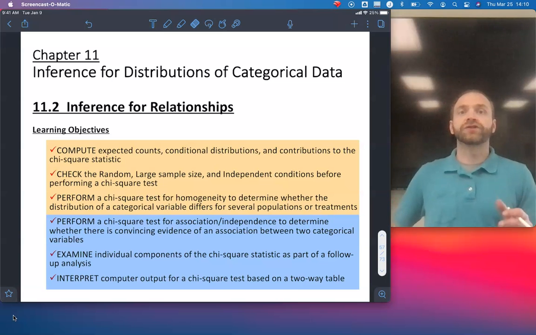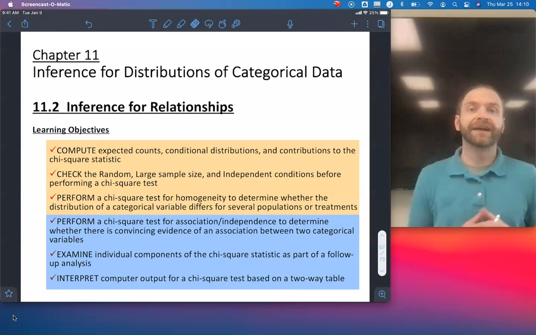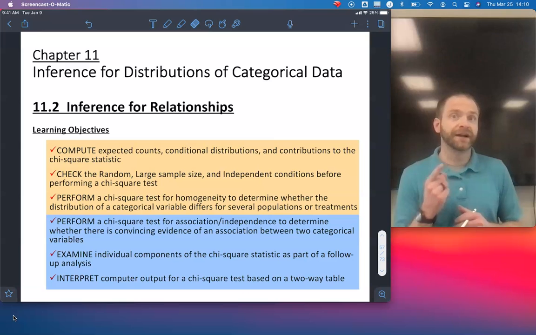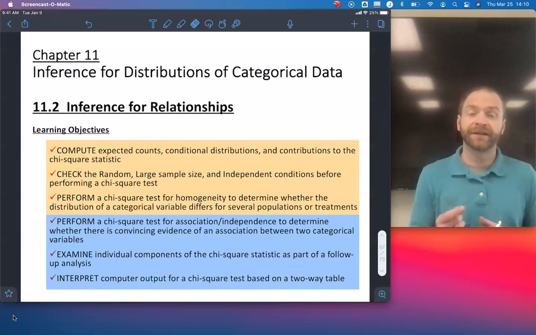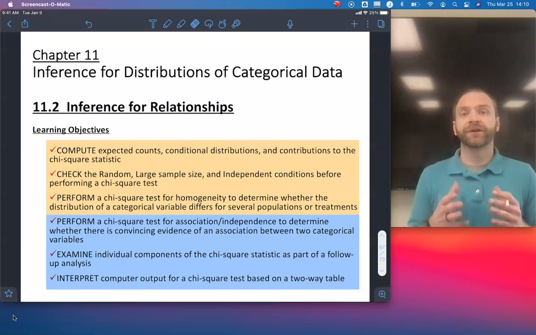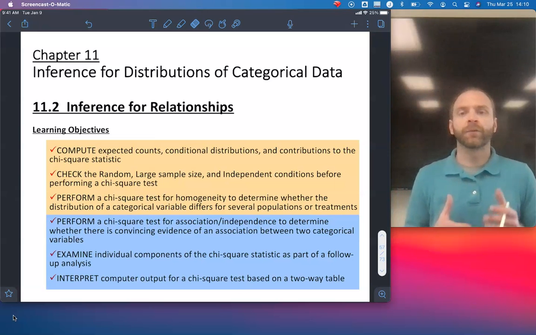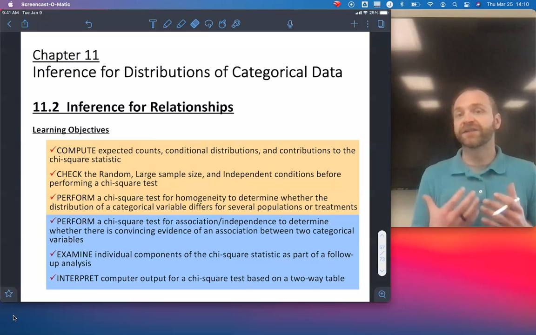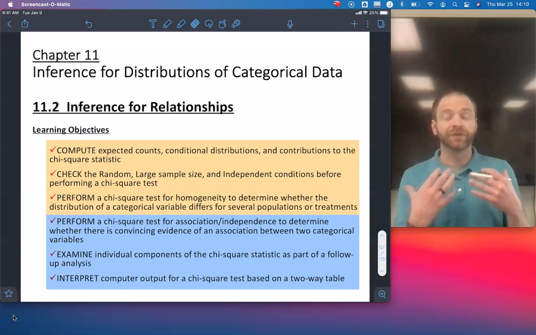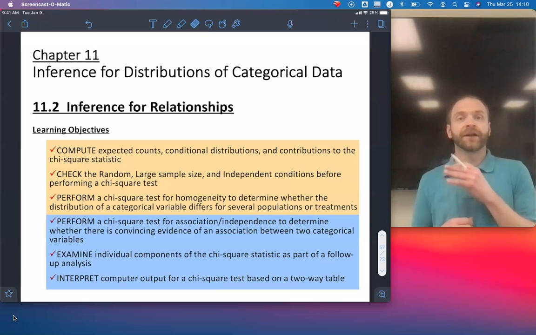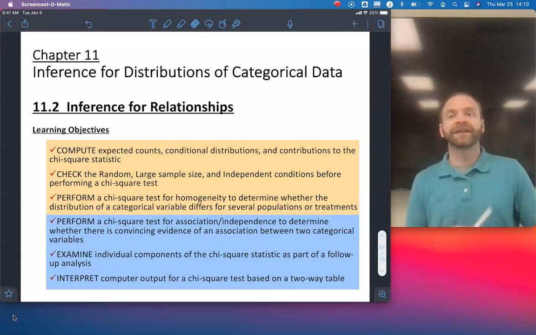Mr. Rainsberg here to finish you up with lesson 11.2, where we dive into a new chi-squared statistic, chi-squared test for association or independence. But first, we're going to do something called a follow-up analysis, where we look at what contributes the most to our chi-squared statistic and what that allows us to conclude. So we're going to be addressing the blue objectives that you see over here in this video. So let's just jump right into the follow-up analysis.